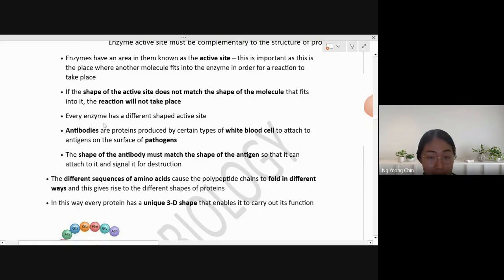Every enzyme has a different shape for its active site. For example, take two enzymes, protease and lipase. Protease helps to digest proteins. Lipase helps to digest lipids. Even though they are both enzymes, they have different shapes in their active sites. That's why protease is only able to bind to proteins, and lipase is only able to bind to lipids.